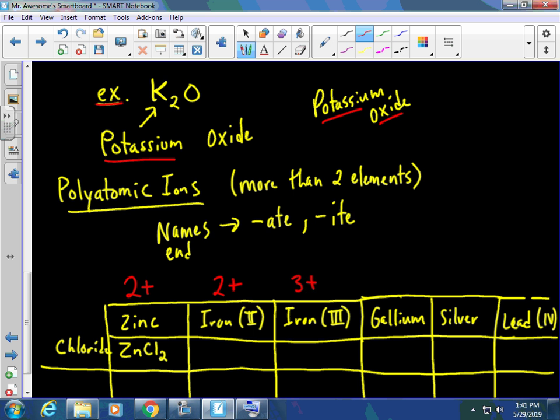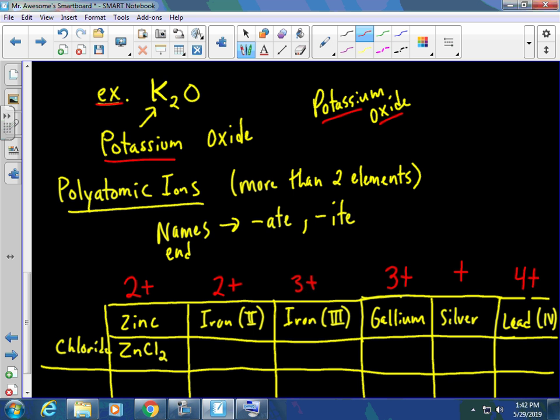Gallium, it doesn't tell us a Roman numeral. It is in group 3, however. So if we had to guess what kind of ion it makes, okay, a 3+. And silver, I'm just going to tell you what that is. It's a +1. And then what about lead, Roman numeral 4? 4+.